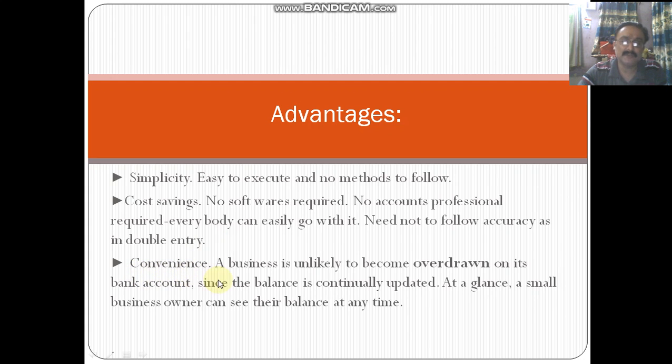Also, the third one is convenience. A business is unlikely to become overdrawn on its bank account. That means in the double entry accounting system, we purchase things. For example, in our bank account there is 500 rupees, but finally we overdraw 1000, meaning minus 500 has been overdrawn. But in the single entry accounting system, we keep watch on our cash balances, because each time we deduct the expenses and revenue, as I already told you, from the cash in hand. So there are fewer chances of being overdrawn. At a glance, a small business owner can see their balance at any time. That means the cash in hand balances; every time we have a look at it, there are very low chances of being overdrawn. So these are its advantages.